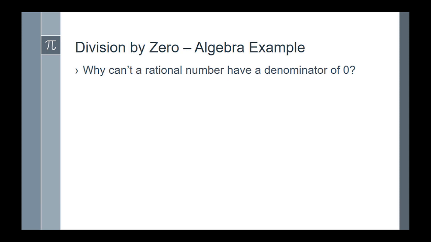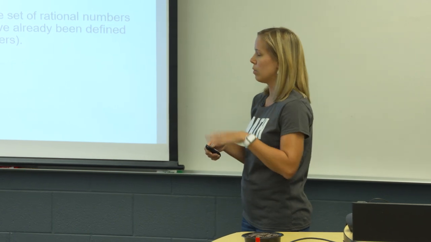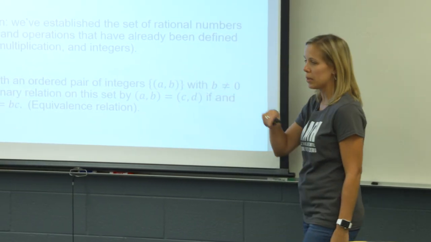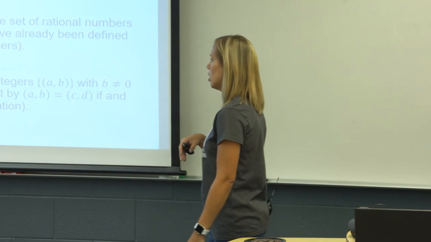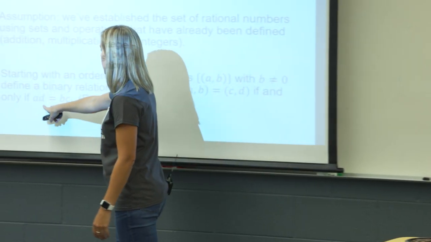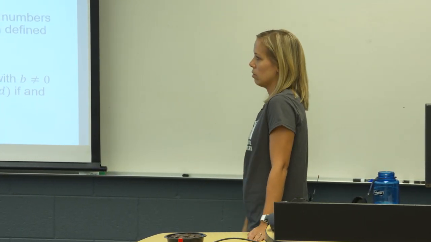Why can't we have a rational number, so a number that can be written as a fraction with a denominator of 0? Why can't we do that? So we're making an assumption here that we've established a set of rational numbers using sets and operations that we've already defined. We've defined rational numbers as a set of integers, and then addition and multiplication. So starting with an ordered pair, A, B, assuming that B does not equal 0, we have this binary relation where (A, B) is equal to the ordered pair (C, D) if and only if AD is equal to BC. So when we multiply, essentially we're using cross multiplication here, we get this equivalence relation.